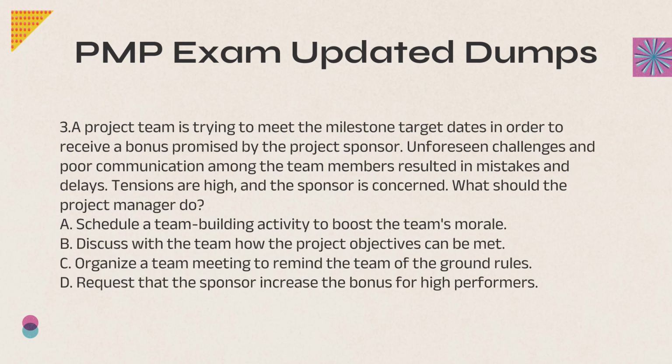3. A project team is trying to meet the milestone target dates in order to receive a bonus promised by the project sponsor. Unforeseen challenges and poor communication among the team members resulted in mistakes and delays. Tensions are high, and the sponsor is concerned. What should the project manager do?